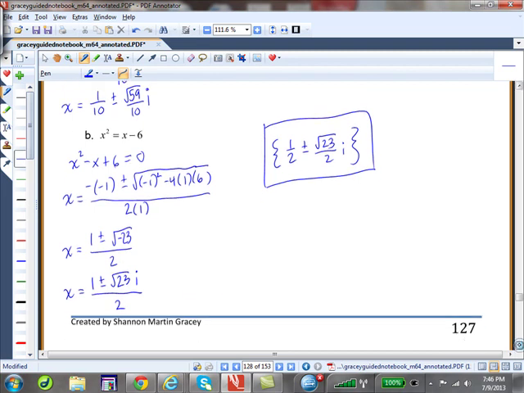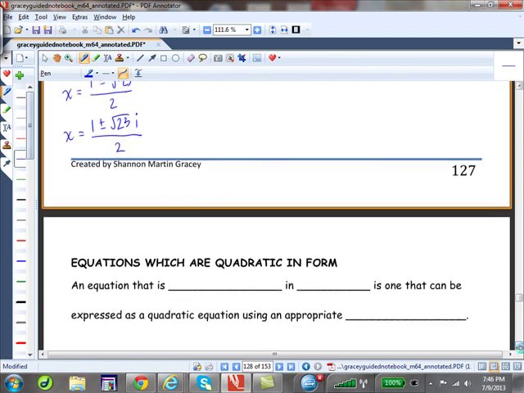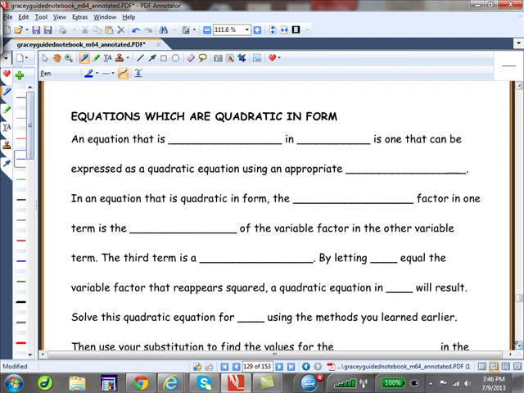Great. Okay. So today we're going to be doing a lot of problem solving. An equation which is quadratic in form is one that can be expressed as a quadratic equation using an appropriate substitution. In an equation that's quadratic in form, the variable factor in one term is the square of the variable factor in the other term.